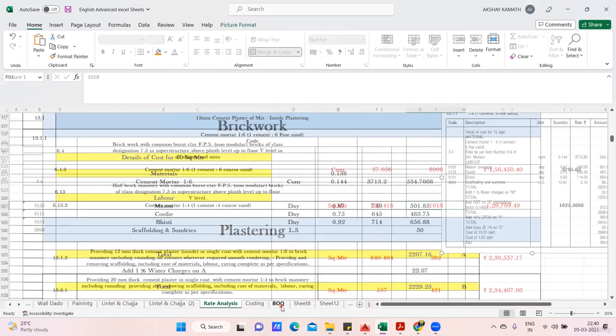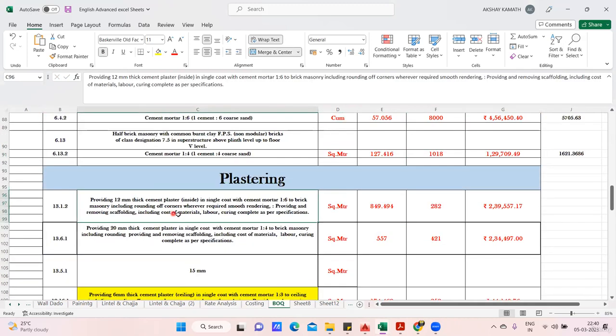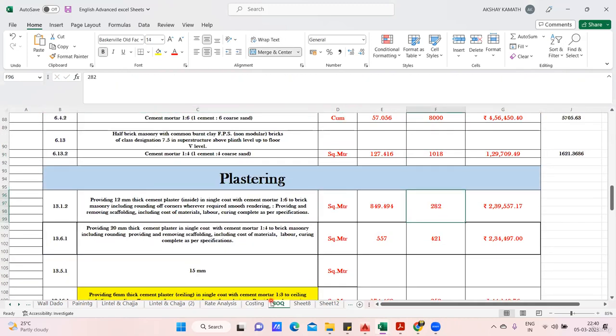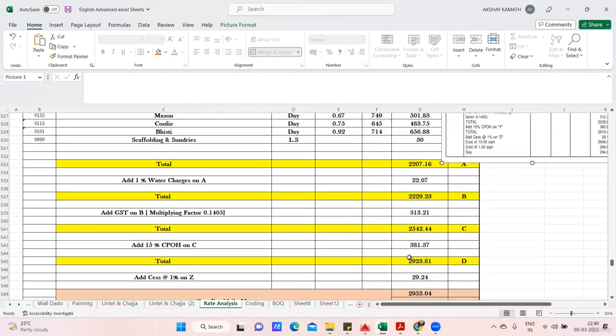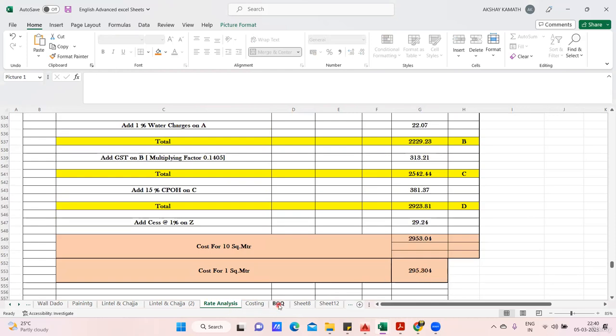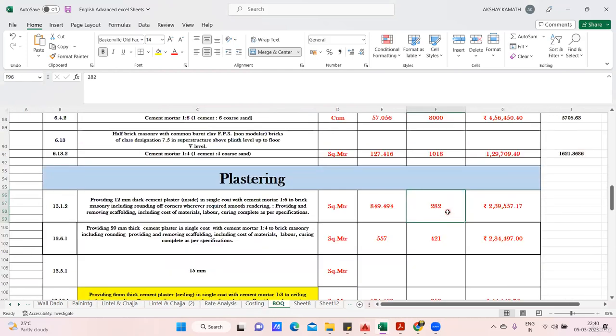So same thing in the BOQ, if you go, this is my 12 mm plastering. Here you can put that 295. How much did I get in the rate analysis? I got 295. So in the BOQ, you can insert 295 here, and based on that, you're going to get the total cost. This much is the area of plastering we had. Based on that, we'll get a cost.